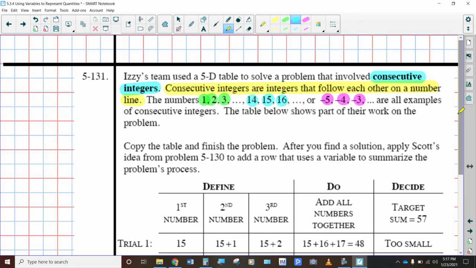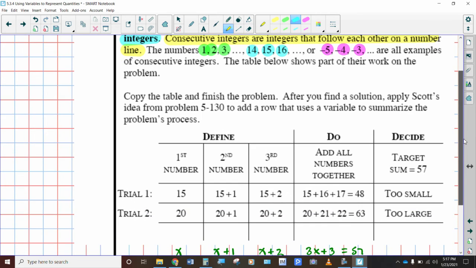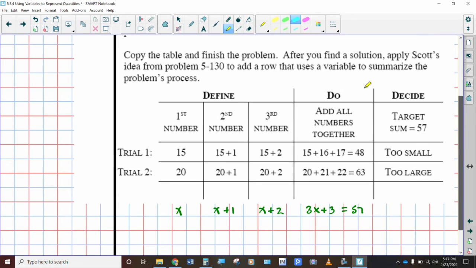Okay. So if we had a problem here that said the sum of 3 consecutive integers was 57, what are those 3 integers? Well, we could just start with a number and say, if one of them was 15, then the next one would be 15 plus 1, which is 16, right? And the one after that would be 15 plus 2, which would be 17. And so if we add all those together, 48 is too small. Maybe we have to start with a bigger number. So now we start with 20. The next number would be 21, because that's 20 plus 1, and the one after that would be 20 plus 2, which is 22, right?